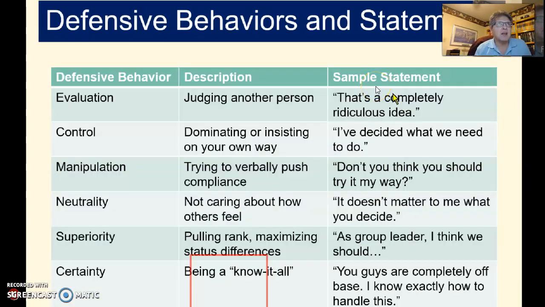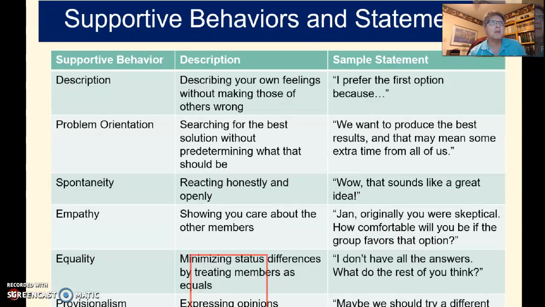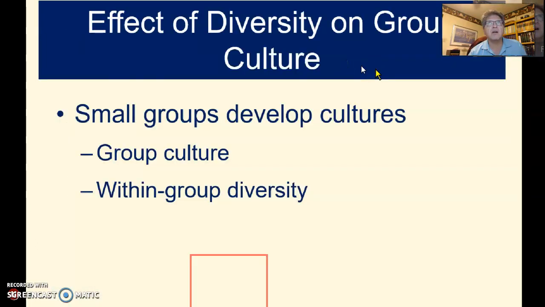Groupthink is evidenced by defensive behaviors and statements that the group makes. You can look at these later. I won't get into all of them. And also signs and symptoms, supportive behaviors and statements that are also important for groups to be effective.